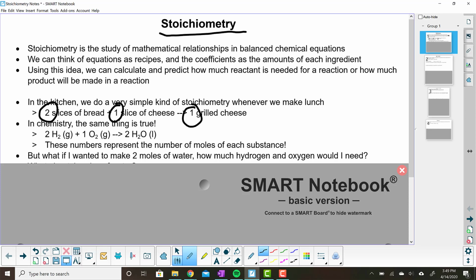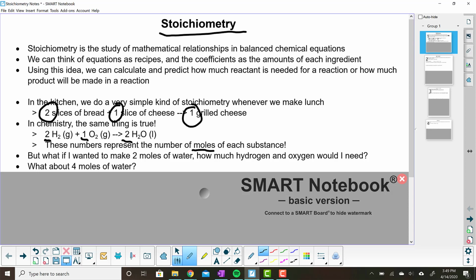In chemistry, these numbers don't just represent the amount of ingredients, because this is chemistry, of course, we want to make it a little more complicated. These numbers actually represent the number of moles of each substance. So we don't have 2 slices of bread, we have 2 moles of hydrogen atoms, 1 mole of oxygen atoms, and we can produce in that reaction 2 moles of water molecules. If I wanted to make 2 moles of water, I would need 2 moles of hydrogen and 1 mole of oxygen.